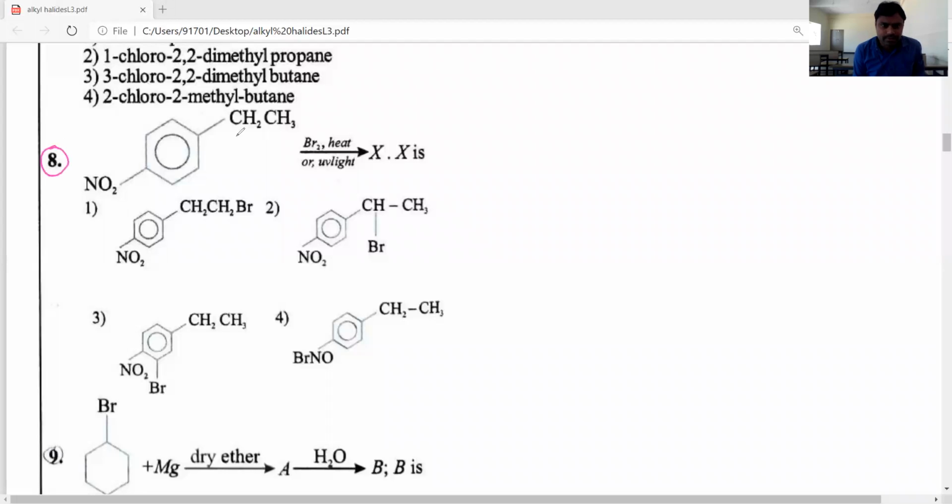Let's see this: para-ethyl nitrobenzene. Here it is the benzylic carbon, or benzylic position. Now the halogenation will take place at the benzylic carbon. The product is: bromine will form here, and the nitro at the para position stays as it is.